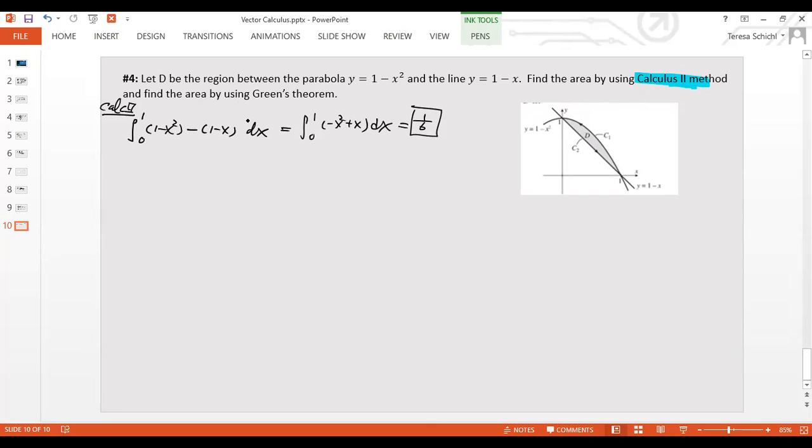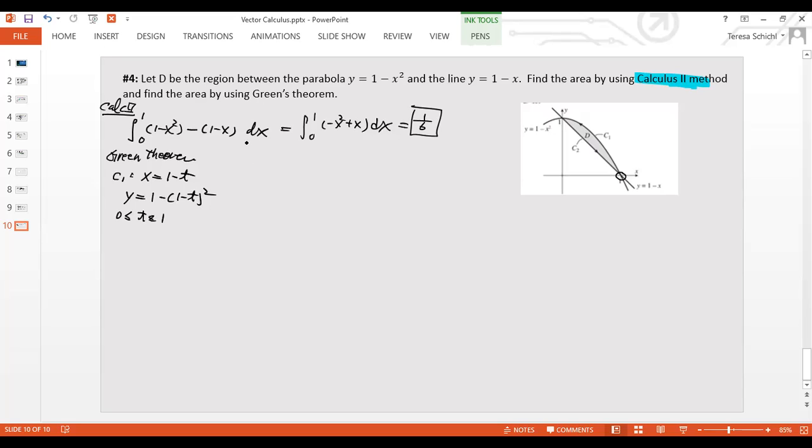Okay, so now let's take a look. How do I use the Green's theorem method here? First thing I need to parameterize it, right? So C1 is this one here, y equals 1 minus x squared. Because my x starts at 1, for C1 I say x equals 1 minus t, because when t equals 0, x is 1, right? Then y is 1 minus x squared, so it's 1 minus t squared. So far, so good, right?